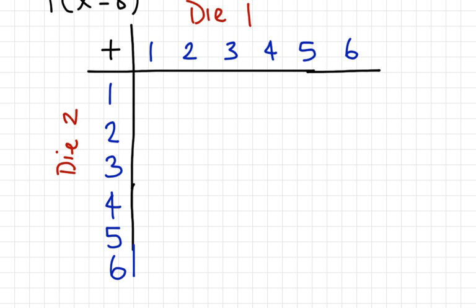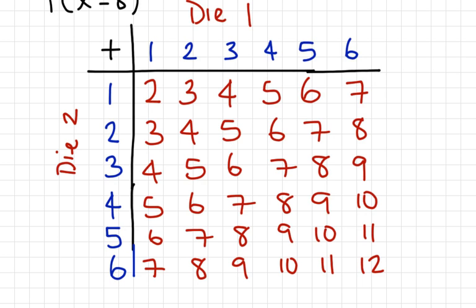If die 1 shows me a 1 and die 2 shows me a 1, that means that when I add them up, I'm going to get 2. If die 1 shows me a 2 and die 2 shows me a 1, I'm going to get 3. This will be 4. You get the picture. I'm going to spare you the trouble, and I'll just fill the table out. Okay, my table is now filled out. These are all my possible answers once I throw both dice. These are all the possible sums I can get.